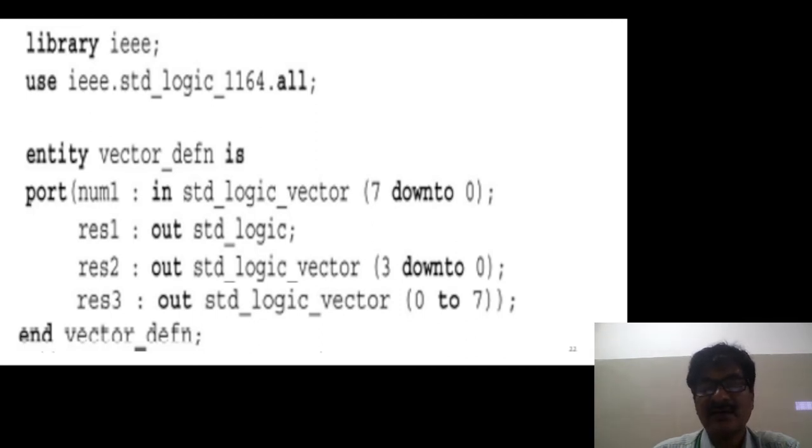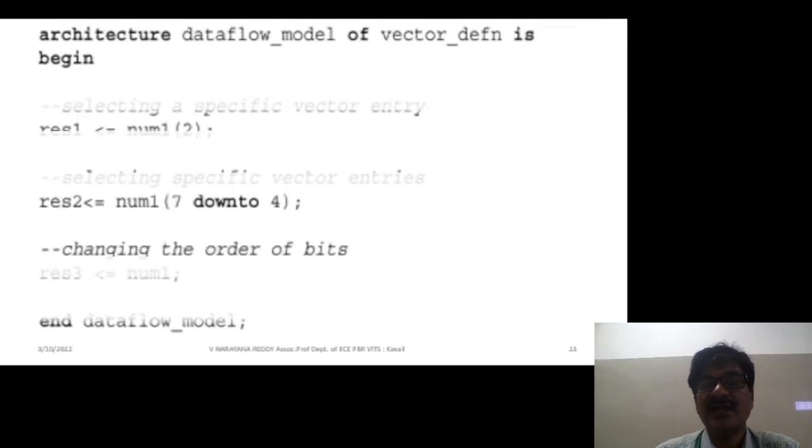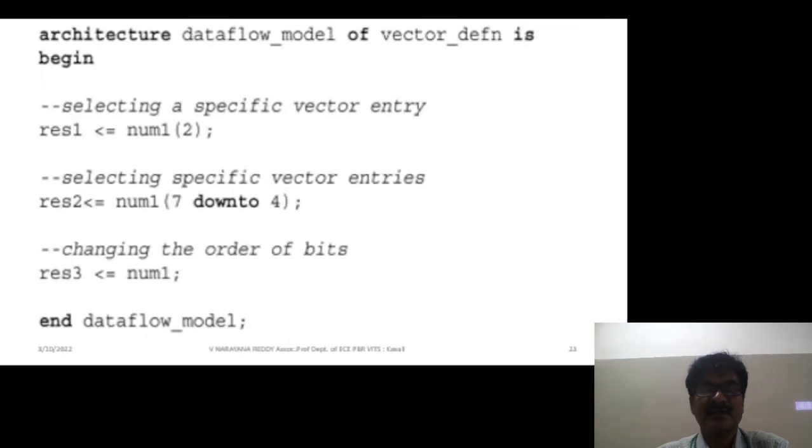Identifier, of course, is the name given to the signals, the entity, and the architecture, right? So like that, we observed the use of some data types and data objects here.